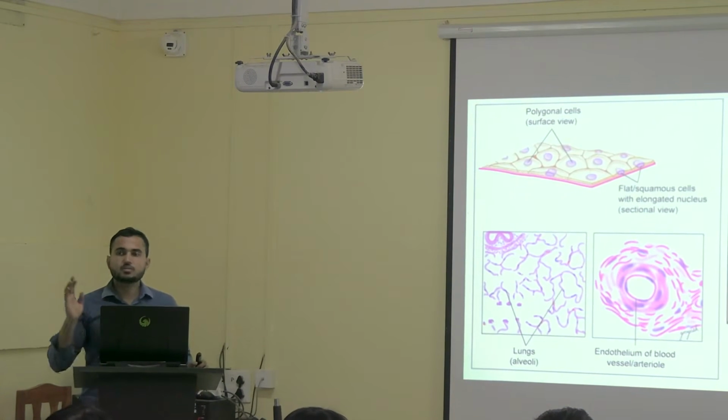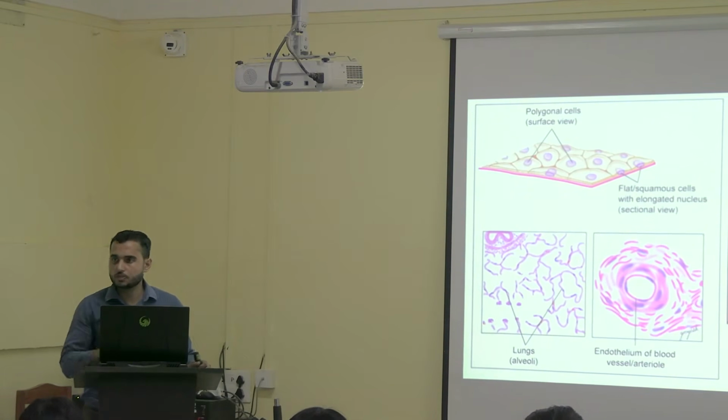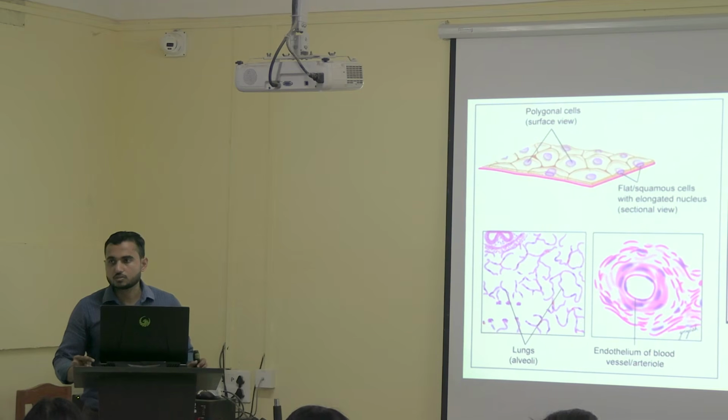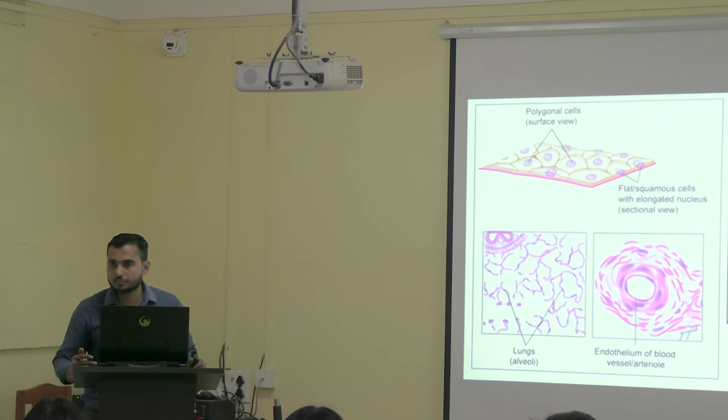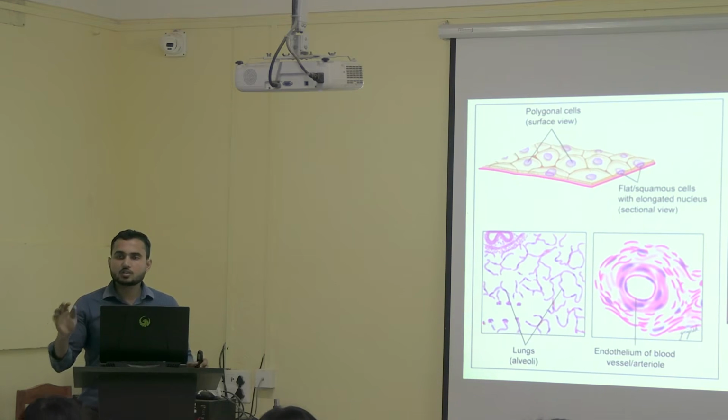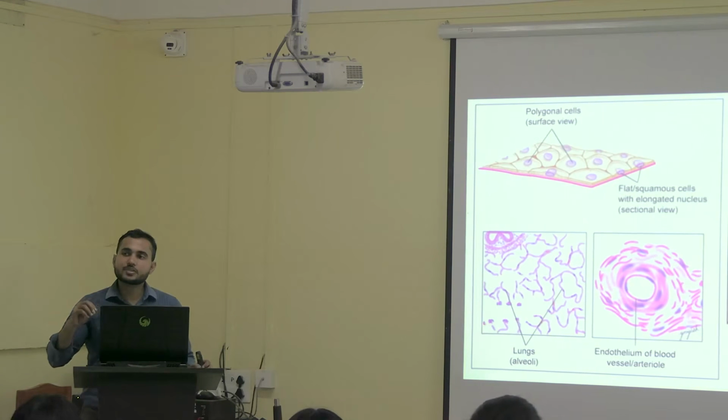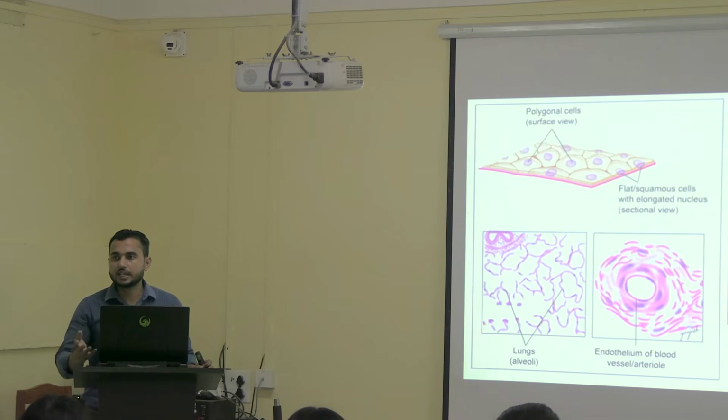And what will be the location? I have told you the location. Yes, it is present inside the blood vessel. It is present in the alveoli of the lung. So, large surface area. The areas where large surface area is required, in those areas this type of cells are present.